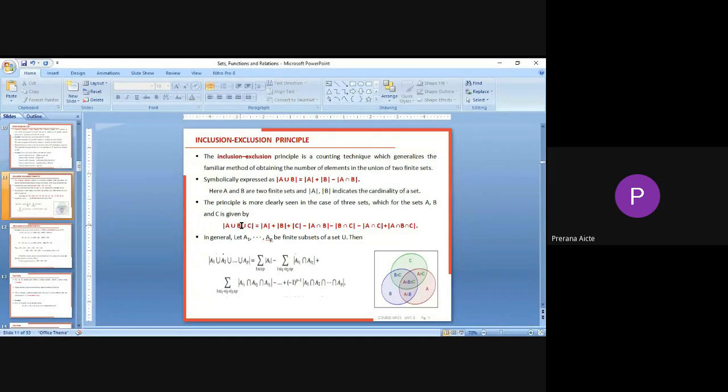So n of A union B union C is equal to n of A plus n of B plus n of C minus n of A intersection B minus n of B intersection C minus n of A intersection C plus n of A intersection B intersection C. So like this, we can generalize the formula based on the number of sets that we have.